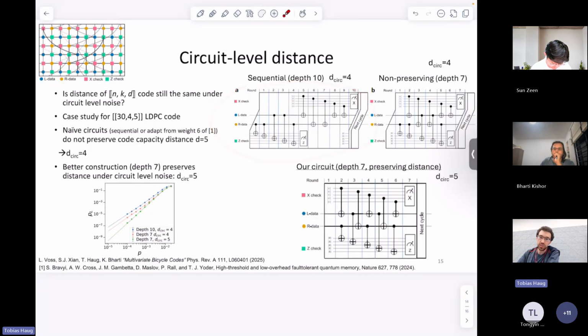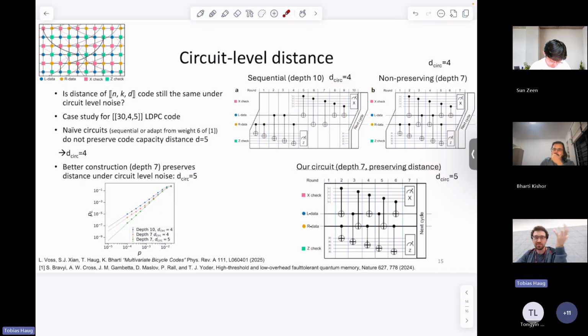But if you then start computing the distance of the code, including circuit level noise, you find a distance of 4 circuit level. So meaning it's different, right? Because this is actually a distance 5 code. But after including a more realistic noise model, like including all the circuit level noise, you find distance goes down to 4, which is bad because that means the code is actually worse than we hoped for.